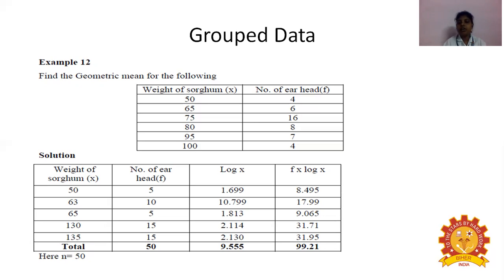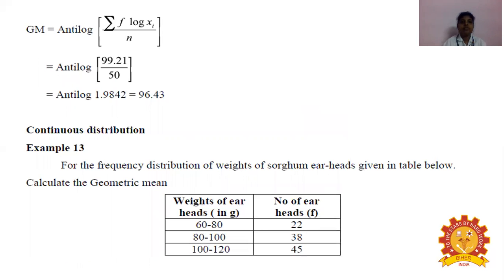So now adding all the values of the F log X column, we get 99.21. Now write the formula for geometric mean. Substitute the summation F log X value and also substitute the N value. After simplifying this, we will get 96.43.